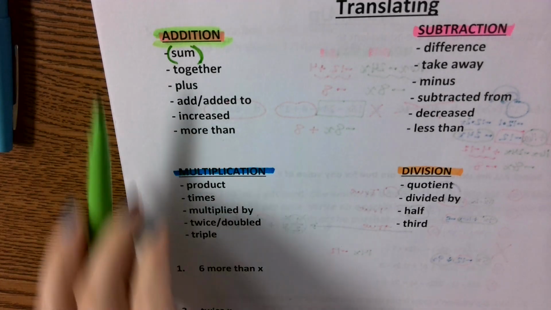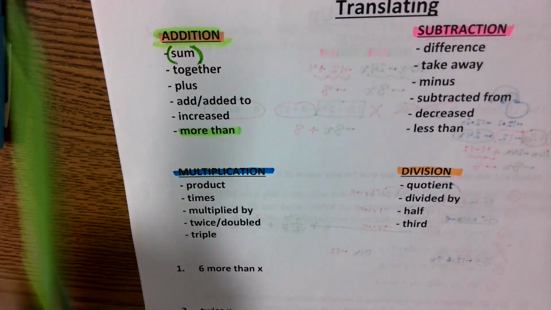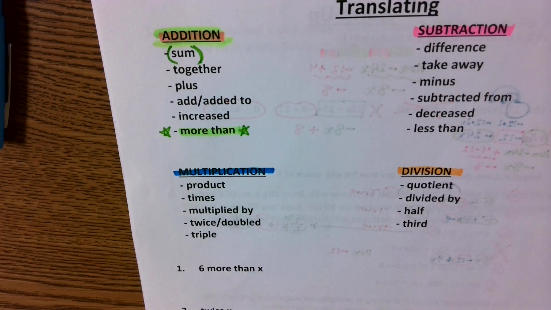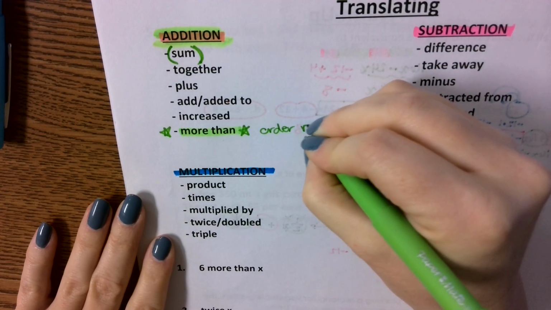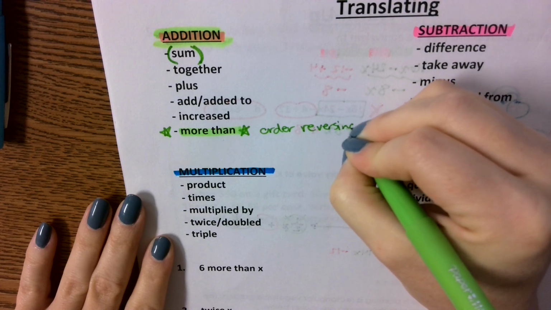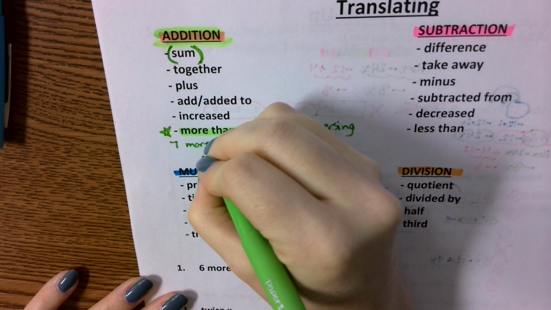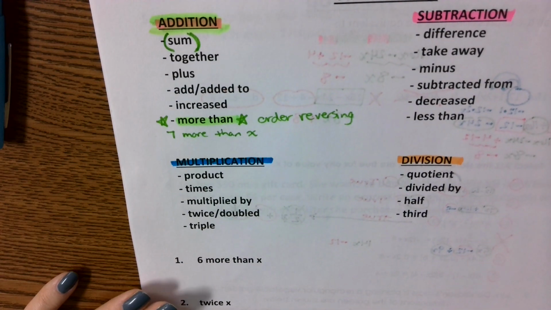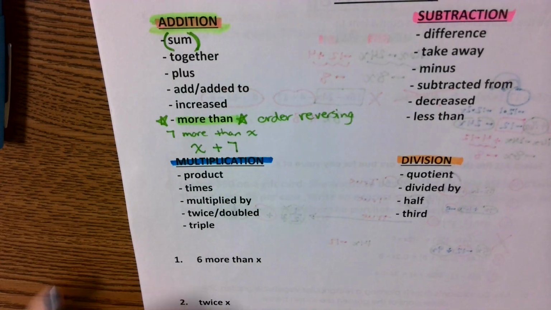Okay, and then another one that's a really specific one is the term more than. When you see the term more than, I want you to put stars right by it. So when we talk about more than, this is an order reversing term. And what I mean by that is if you see a problem that says 7 more than x, then that means you are taking x and you're adding 7 to it. It is an order reversing term.